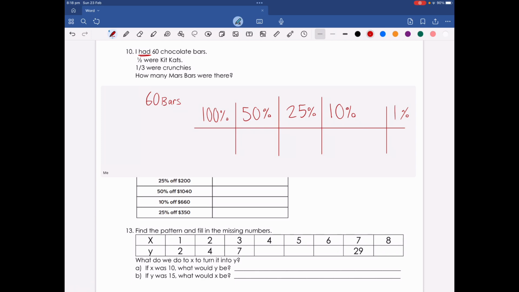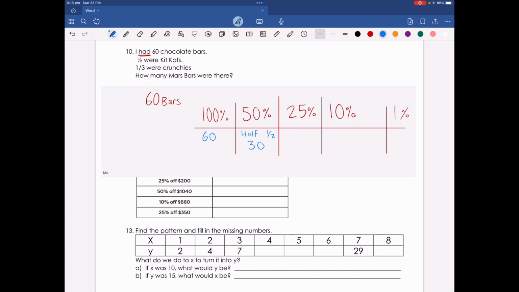100% is 60 bars. That's 100%. What is 50% of 60? Well, all you need to do is halve it. 50% is just half, and the way you write it is just like that. Now, half of 60, well, that's just 30.